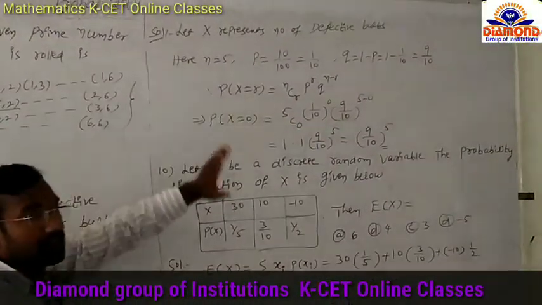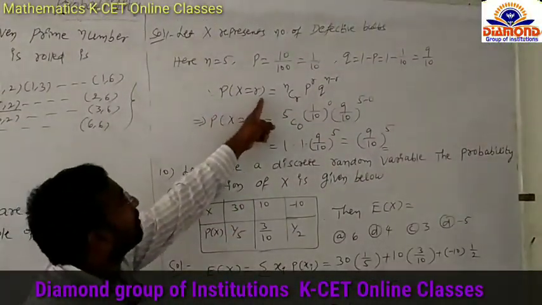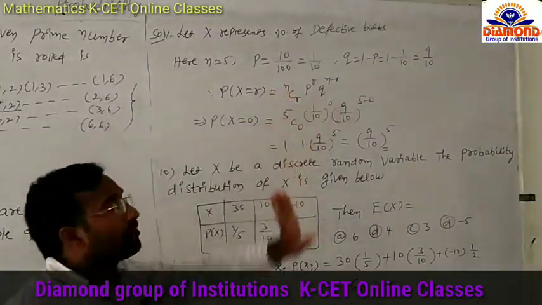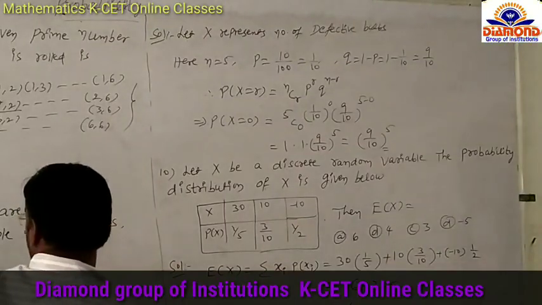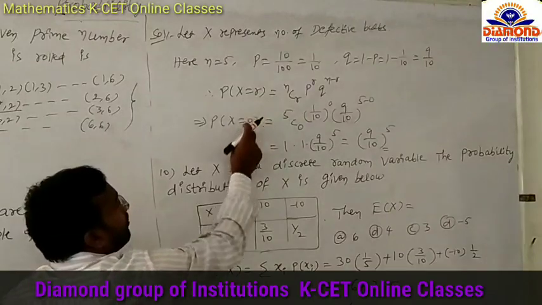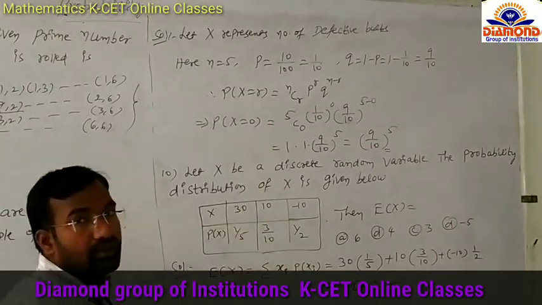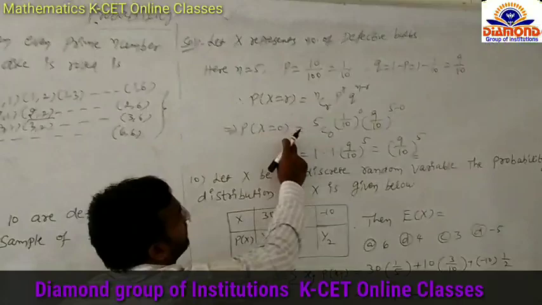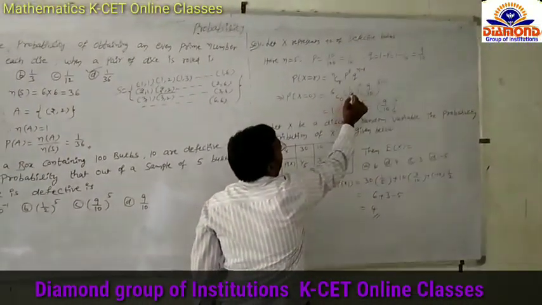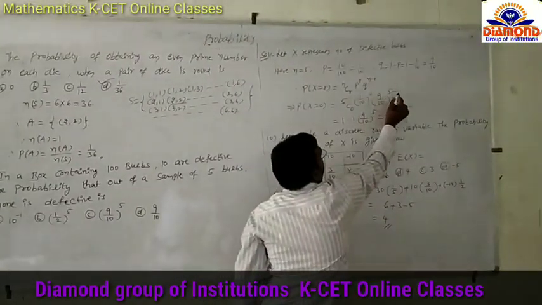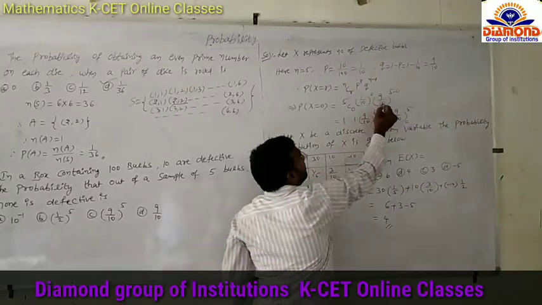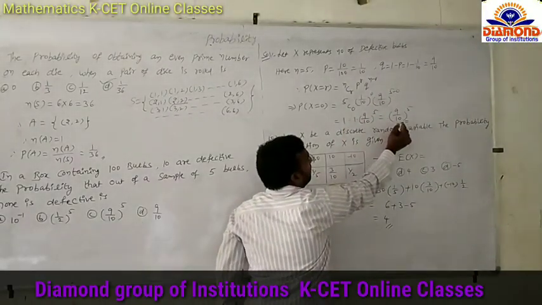So from the binomial distribution we have P of X equals r equals nCr P power r Q power n minus r. Here we need none to be a defective bulb. That's why the r value is 0. So find P of X equals 0. Substituting values, n value 5, r value 0: 5C0 times 1 by 10 power 0 times 9 by 10 power 5 minus 0. 5C0 is 1, and 1 by 10 power 0 is 1. So this is 9 by 10 power 5. So the final answer is 9 by 10 power 5.